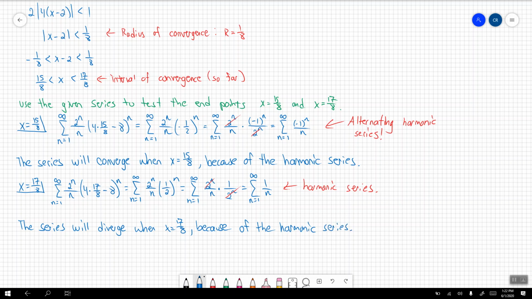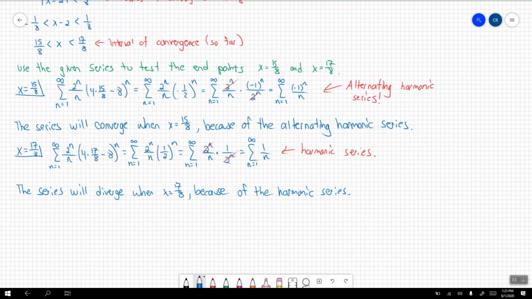Oops, I meant alternating up above. My apologies, everybody. That one should say alternating, so I'm going to use this because of the alternating harmonic series. There we go. So again, the first endpoint that we checked, by the alternating harmonic series, will converge, and the second endpoint, 17/8, will diverge because of the harmonic series. So now let's go ahead and summarize all of this.